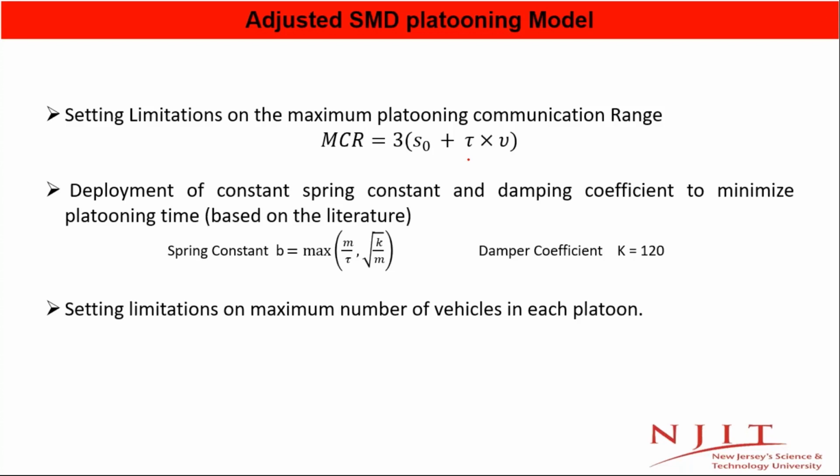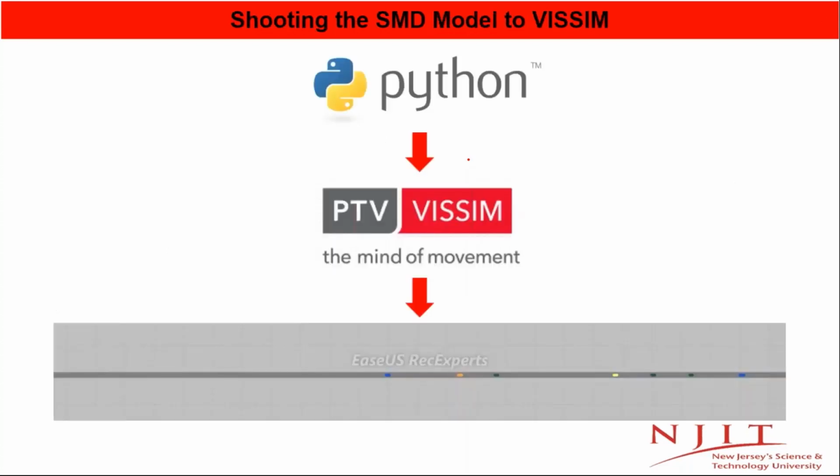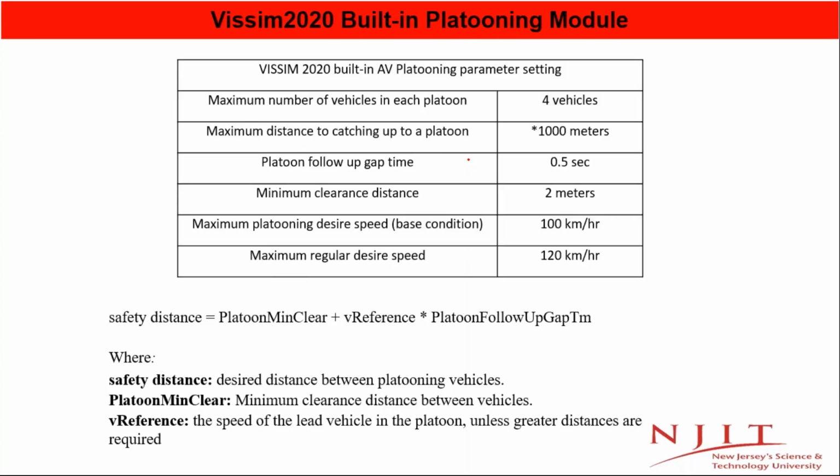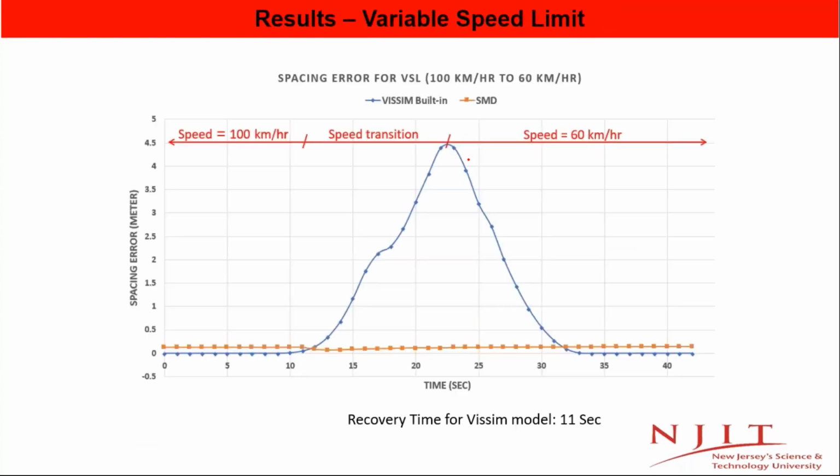Awesome, thank you. And then the final question, why do you think that your results vary so much from the Vissim built-in module? Actually, I don't know the logic of the Vissim built-in platooning module, because in the manual there is not a lot of detail, so I don't really know the reason. I know the SMD model very well because I coded it in Python, but I don't know how the Vissim built-in module works. I don't have a lot of detail about that.